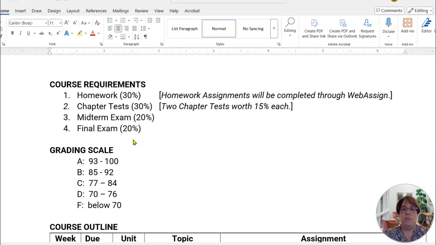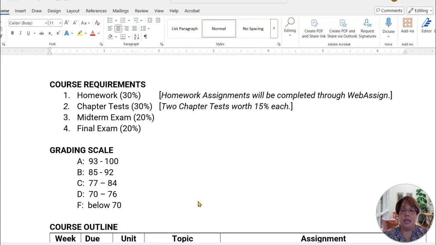And so the big thing here is that you just want to pay attention to all of these. All of this work is done online in WebAssign, which is with Cengage. So all of that is done on the computer. And so that's why it's a big deal to get that textbook, made sure that you get that done properly. All right, so you have your grading scale, which is the typical grading scale.